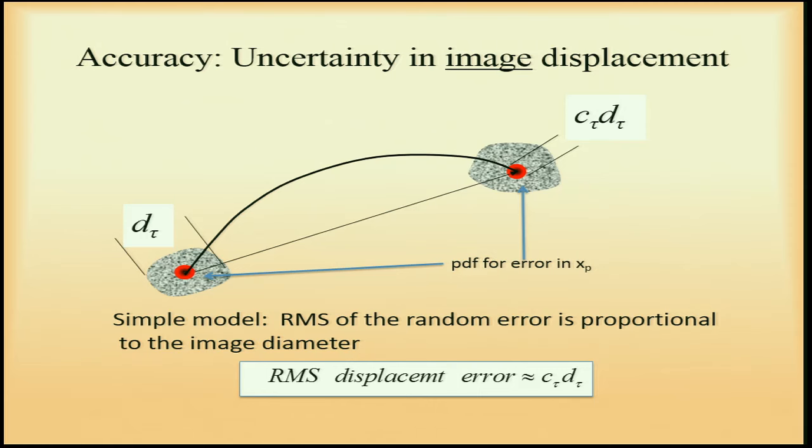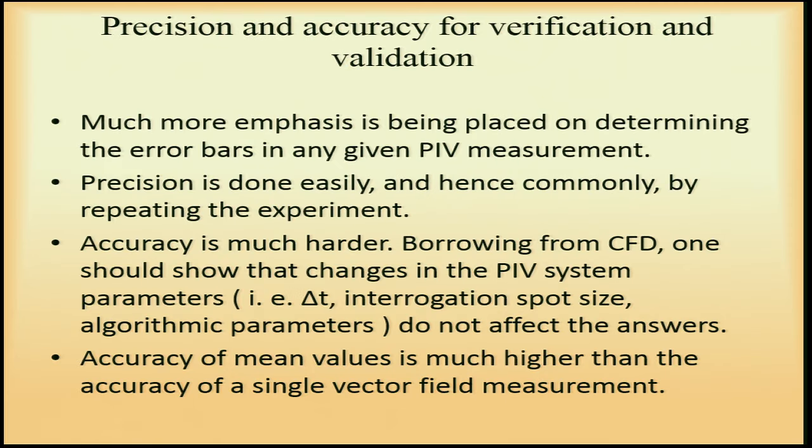So, precision. I'm afraid operating two devices at once is beyond me. There's much more emphasis on determining both precision and accuracy. Precision can be done just by repeating the experiment. Precision basically means how reproducible is the experiment. Accuracy is much harder because it may depend on things that aren't random but actually defects in the measurement scheme.